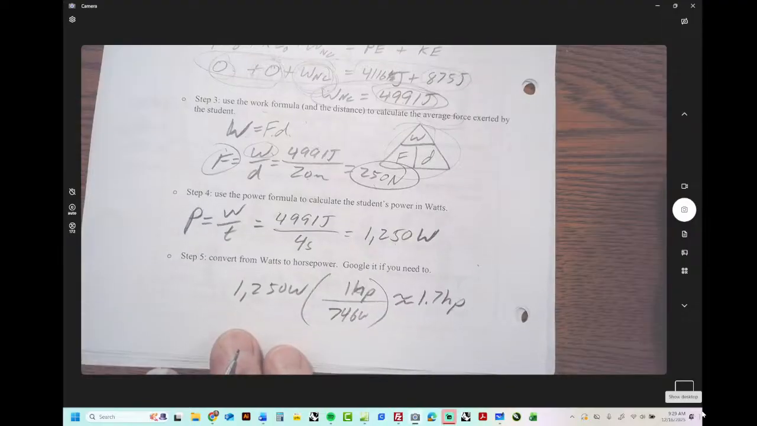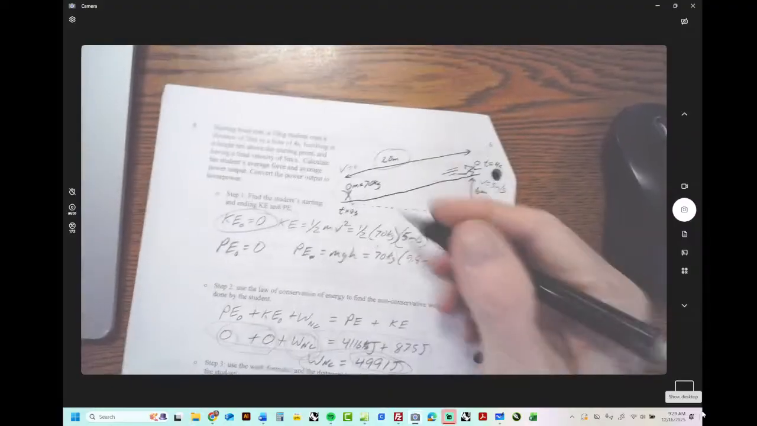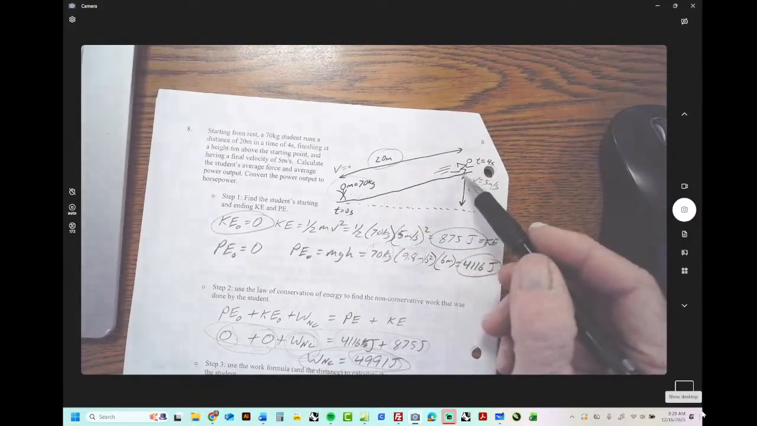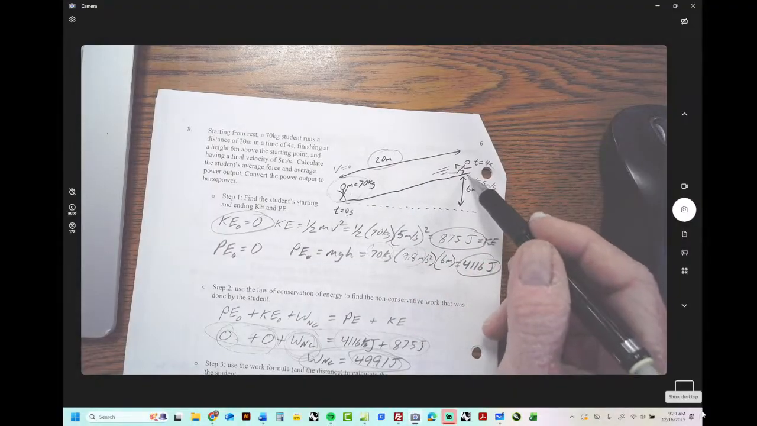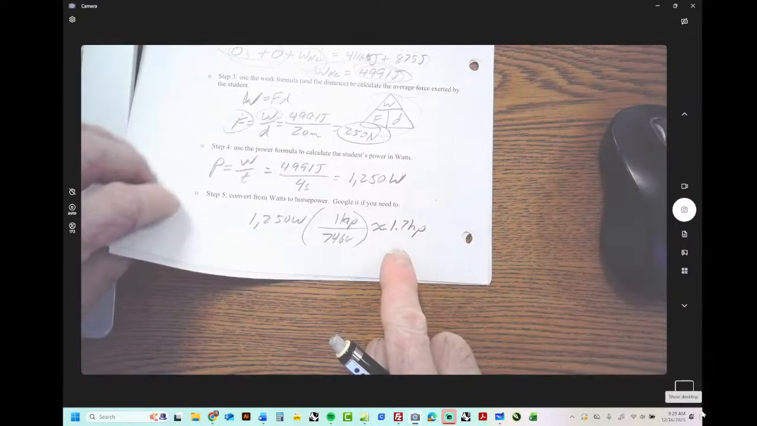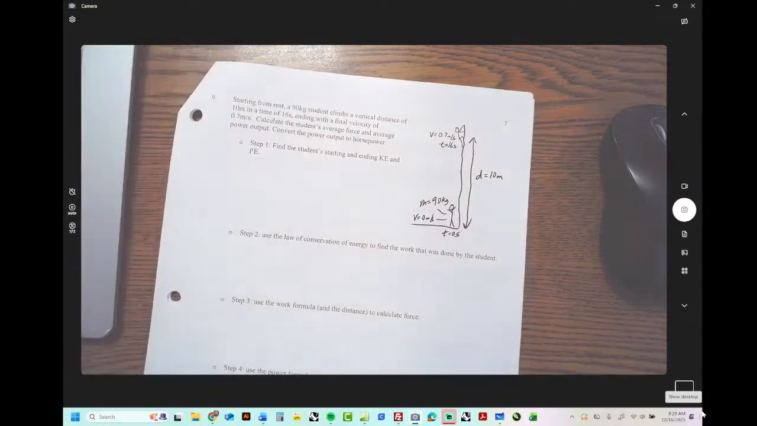So if you were a 70 kilogram student, which would be somewhere around 150 pounds, and you ran up a ramp that was 20 meters long, and you did this in 4 seconds, and you gained 6 meters, you would have to exert 1.7 horsepower constantly in order to do that. All right, flip to this.